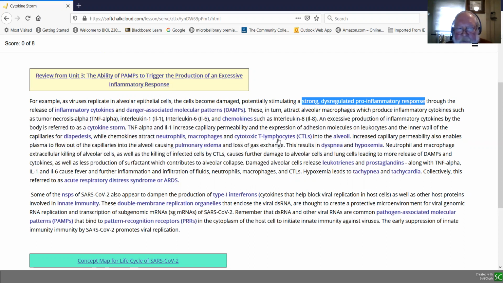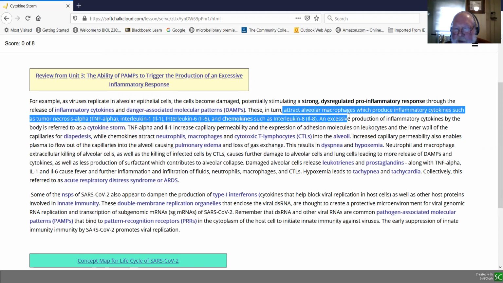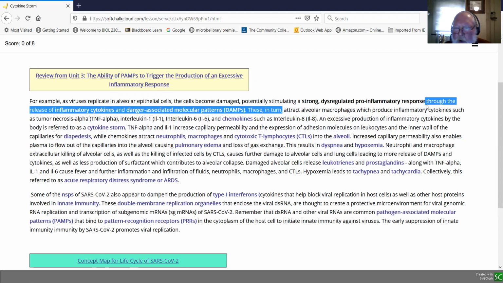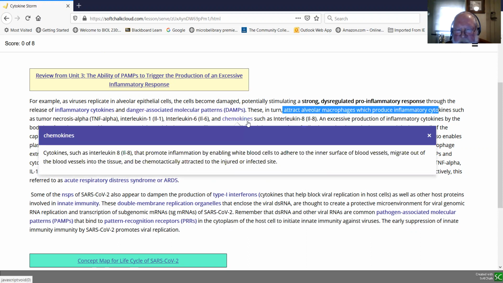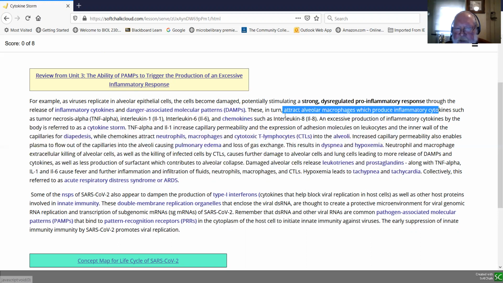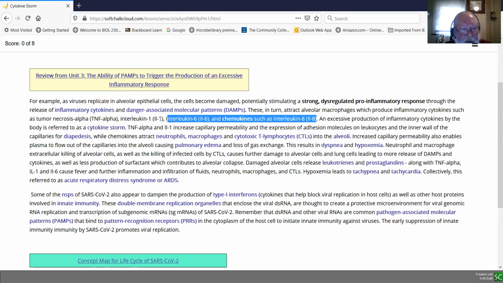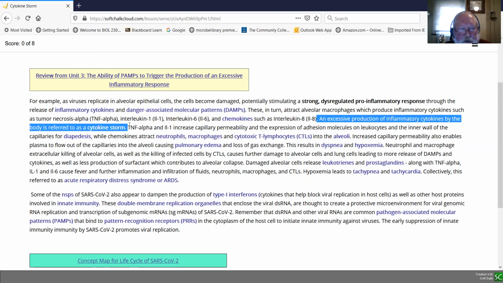So now this inflammation and the production of chemokines attracts alveolar macrophages. They produce more inflammatory cytokines like TNF-alpha, interleukin-1, interleukin-6. It also produces chemokines, which, remember, attract defense cells to the area, things like interleukin-8. So an excessive production of inflammatory cytokines is where we have the cytokine storm.